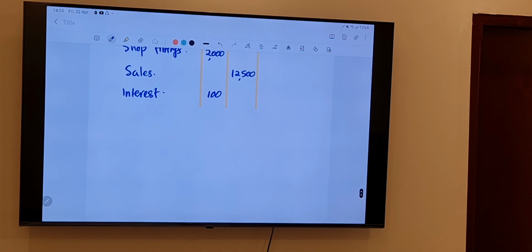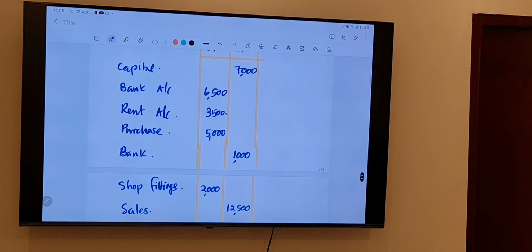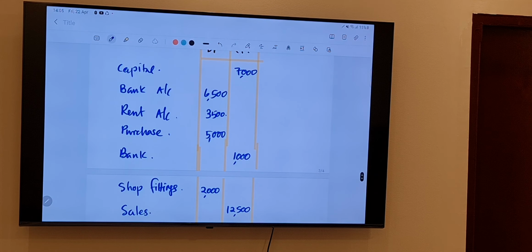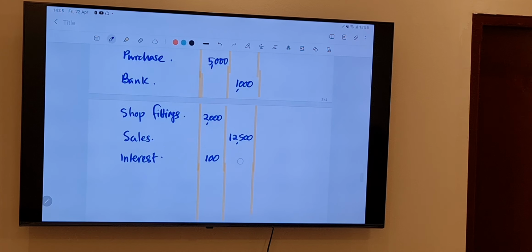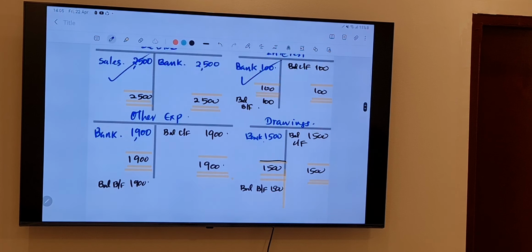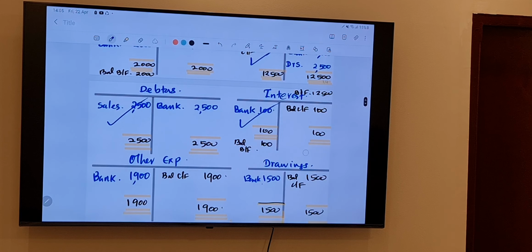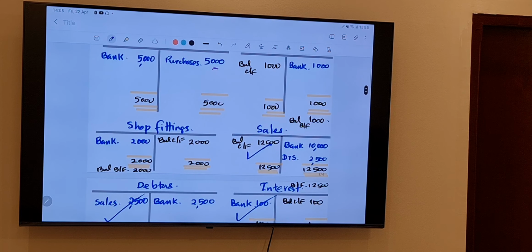Mr. Ahmed, tell me why you put sales as credit. Sales credit. Same rule we followed. Sales is an income, and the income is increasing. Same rule. So shop fitting, how much? Shop fitting is 2,000.